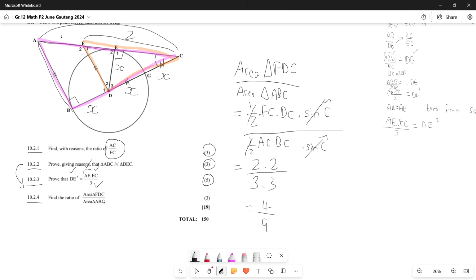Because here we've just found the ratio of the areas of triangle FDC and triangle ABC. Cool, and that just earned us 3 marks over there, 19 marks for this last question, and 150 marks for this whole paper. Great job, guys.